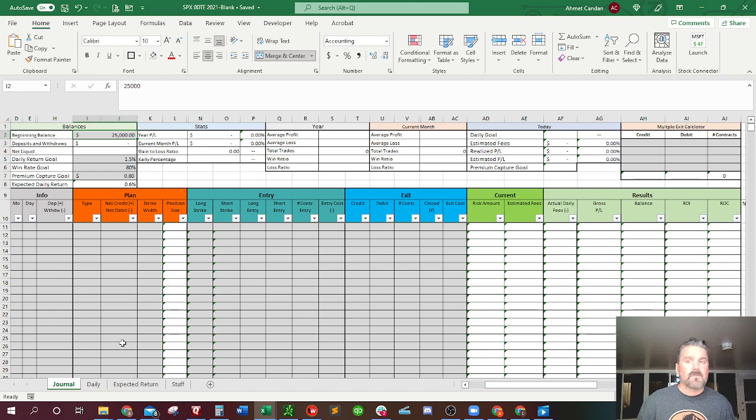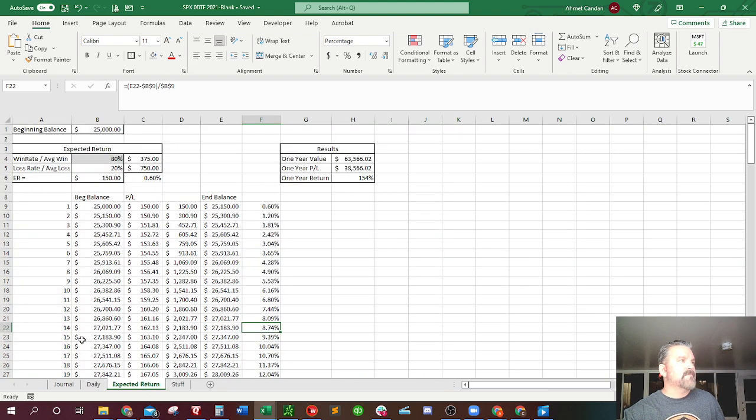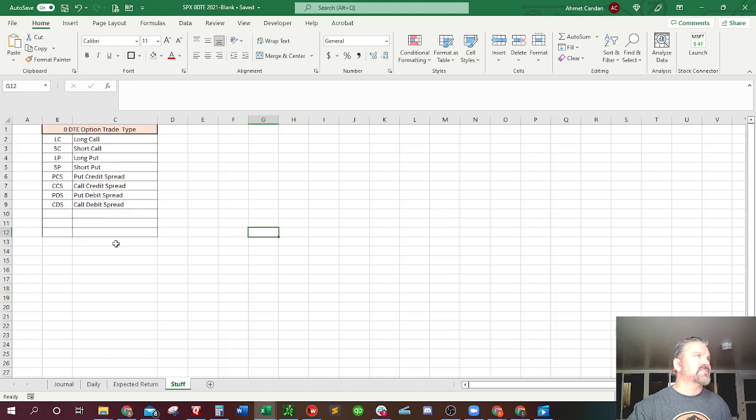Awesome. As you're looking at the trade journal, you'll see that there are 4 tabs down below. You have your journal, then you have your daily totals, which gives you a little bit more than just your daily totals. Then you have a tab called expected return, and I'll show you what that's about. And then you have stuff. There's really only one thing on stuff, and that's the trade type, but you really don't ever need to mess with stuff.